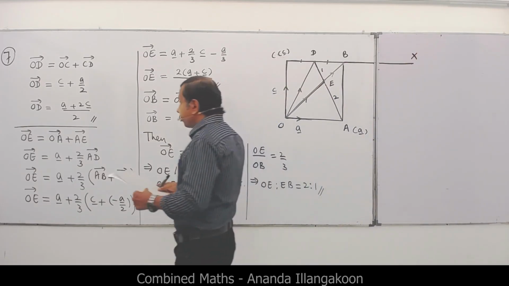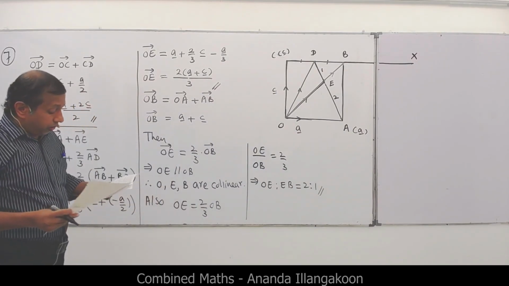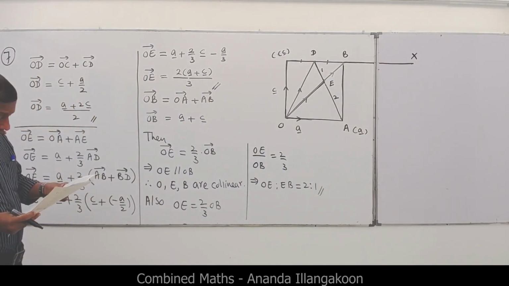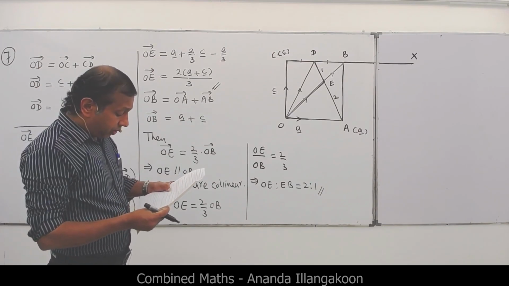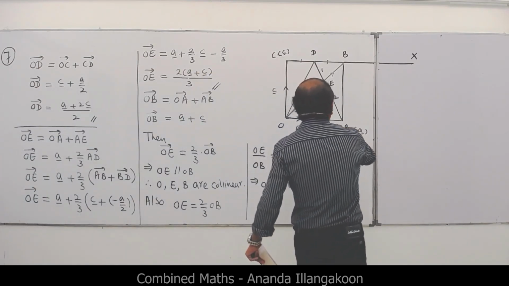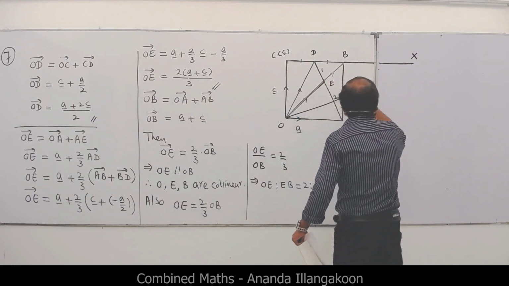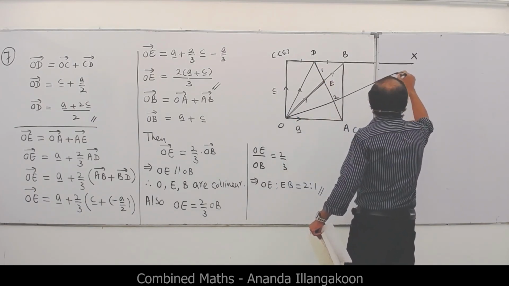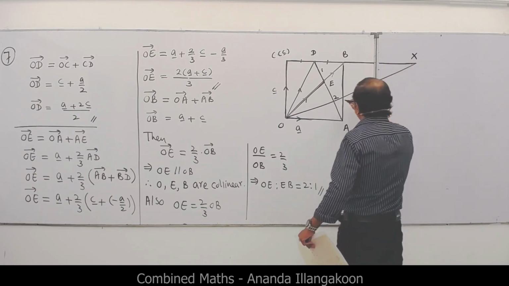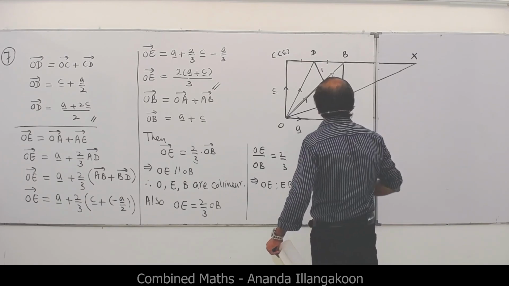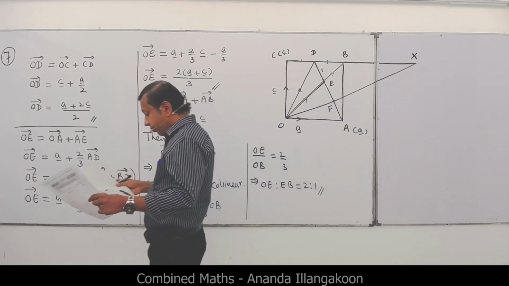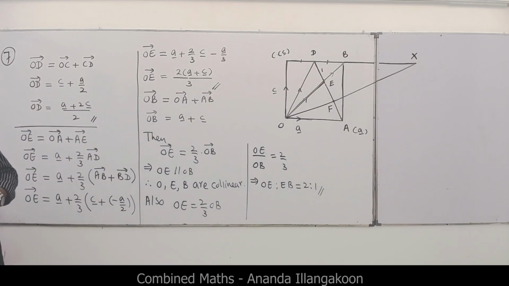Right. CX = 3a. Right. Now what is next? And the line OX and AD intersect at F, right? OX will join this way, right? This is the point F. CX is 3a.